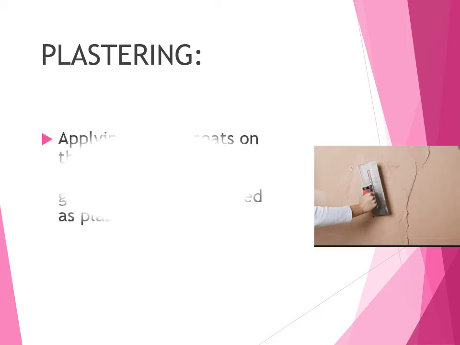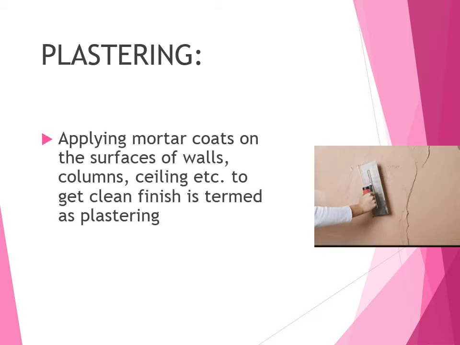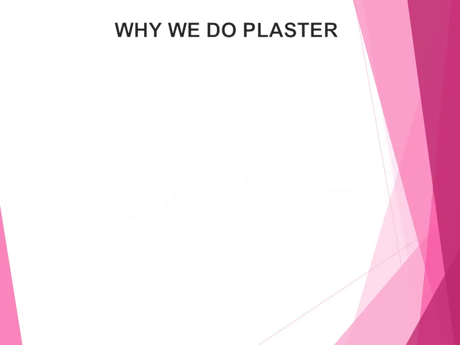Plastering. Plastering is nothing but applying a mortar coat on the surfaces of the walls, columns, ceiling, etc. to get a clean finish, which is known as plastering. Refer to the shown image. Why do we plaster?